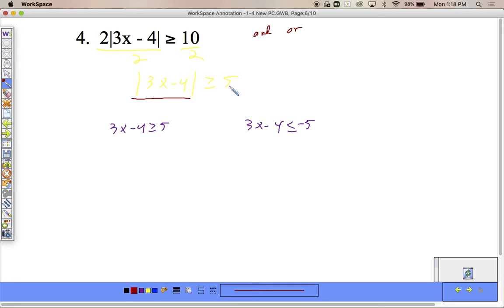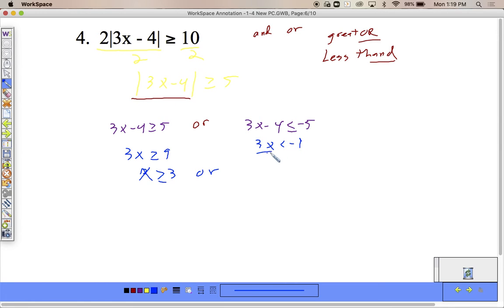The way I taught this, the way I remember, is greater than means or, and less than means and. Right, so this is a greater than or equal to 5. This is an or statement. We also need to remember that for or statements, I want all the answers I can get, every number that works in at least one. In an and statement, I want what they have in common. All right, so I'm going to solve both of these. I'm going to graph both of them.